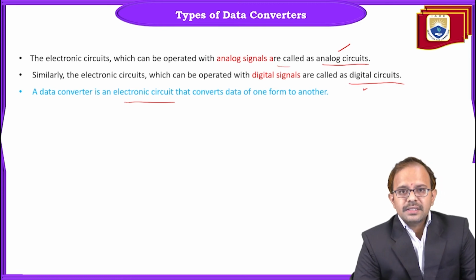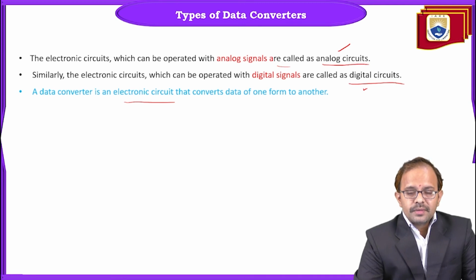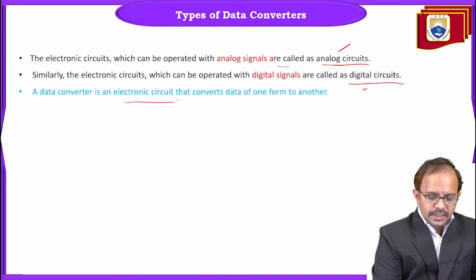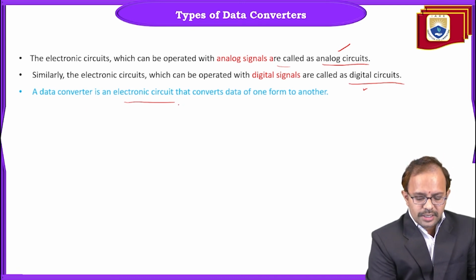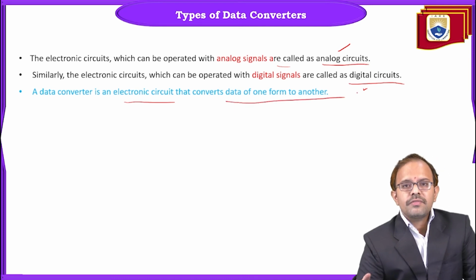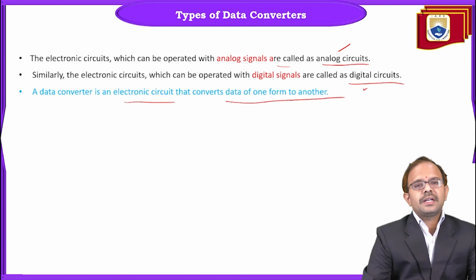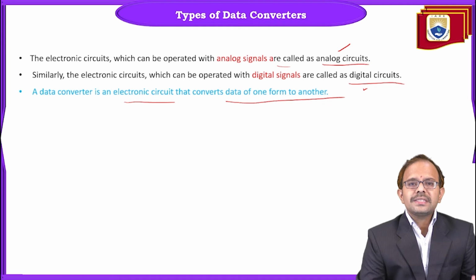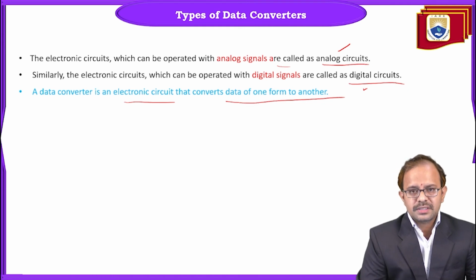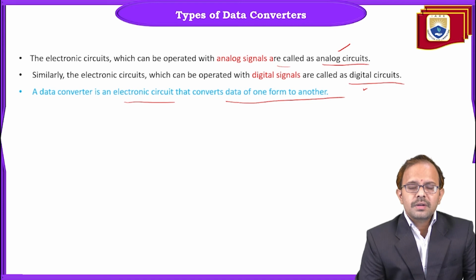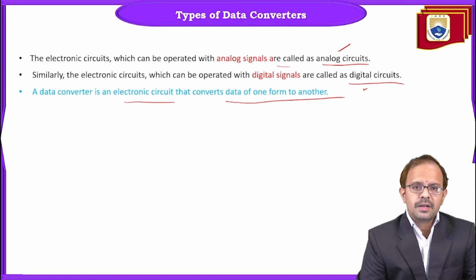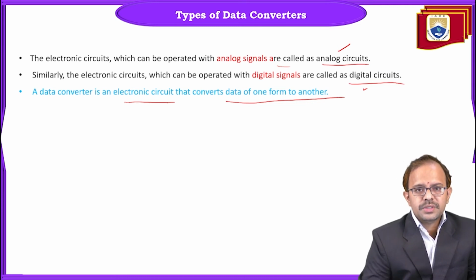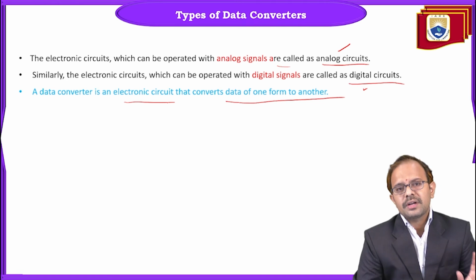Now what is an ADC? It is nothing other than an electronic circuit. A data converter is an electronic circuit that converts data from one form to another form, which means data converters are not different from any electronic circuit. What is the role of these data converters? They convert data from one form to another, for example analog to digital, or digital to analog. These are nothing but electronic circuits.